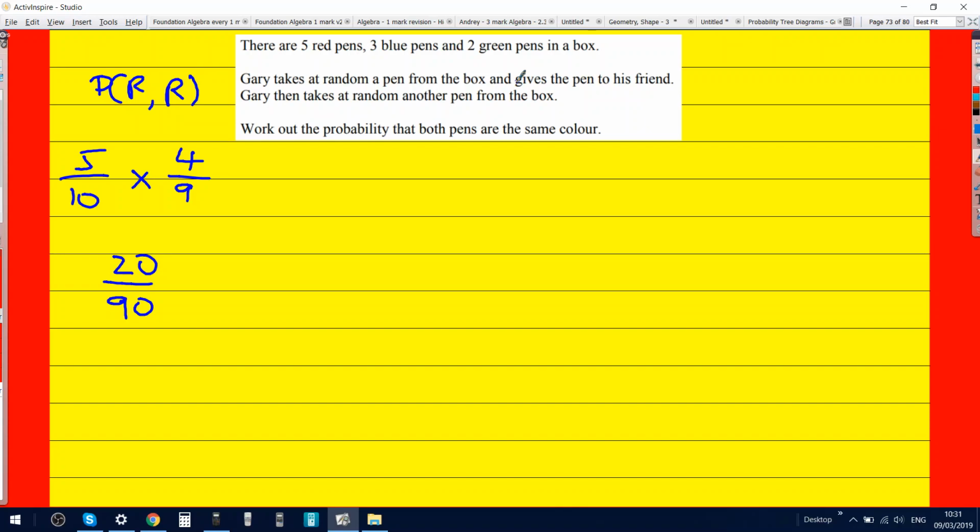Okay, so the next one will be 3 over 10, and then times 2 over 9, and then 2 over 10, 1 over 9, and I'll give you 2 over 90, 6 over 90, add 20 over 90, 6 over 90, add 2 over 90, so that would be 30 over 90. Okay, that's my answer.